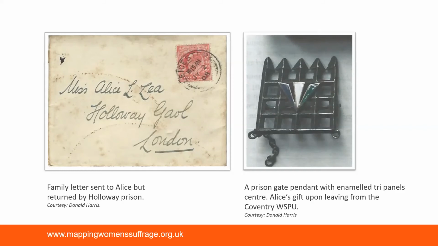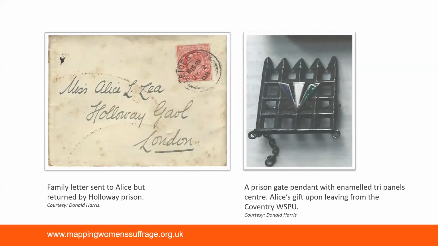Moreover, the enamelled pendant I mentioned, given to her upon leaving the Coventry WSPU, I'm thrilled to say is still in the family's possession. And the slide shows a picture of it. And as you can see, it's a prison gate with tri-enamelled panels in the centre, made up of WSPU colours of purple, white and green. And this is what we really want from the project and what we get excited about sharing with everyone. And we now have, I'm again thrilled to say, a growing number of similar family contributions waiting in the wings to be added to the map.